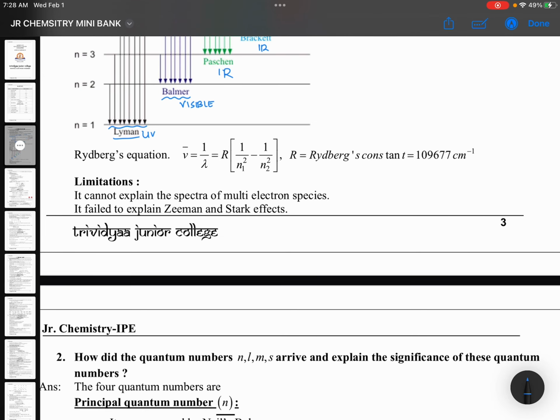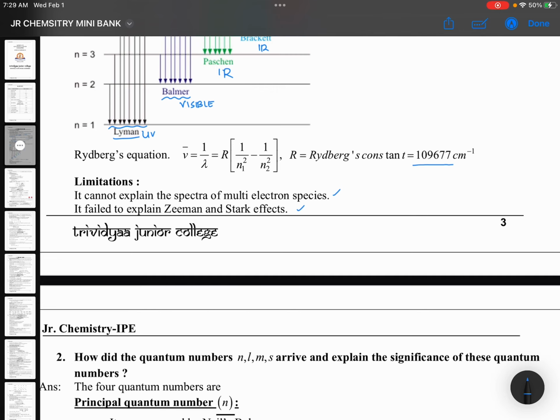And this equation you also mentioned, the Rydberg equation. Nu bar is equal to 1 by lambda is equal to R into 1 by n1 square minus 1 by n2 square. R is the Rydberg constant, 109,677 per centimeter is the value. It cannot explain the spectra of multi-electron species. It failed to explain Zeeman and Stark effects. These are the limitations.